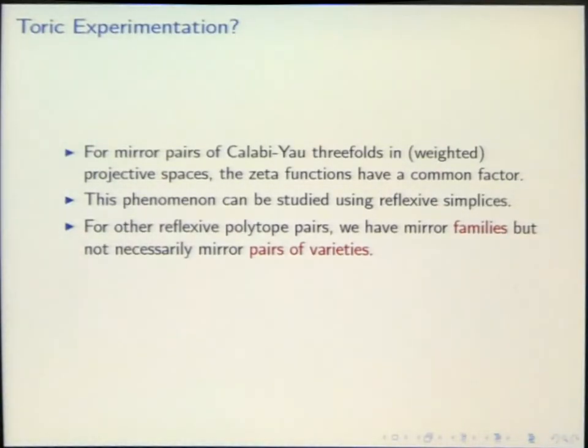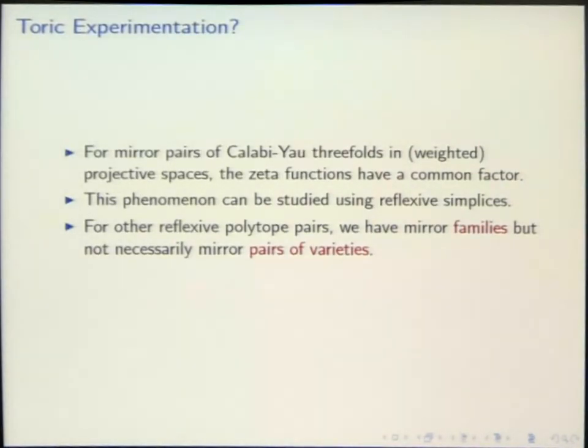But in the more general toric setting where you've got a pair of reflexive polytopes, what that typically spits out for you is not a spot-on pair of varieties where you can say this variety is precisely the mirror to this variety. Instead, it spits out more of a pair of families, where you know that there's a familial relationship between all of the threefolds on one side and all of the threefolds on the other side.